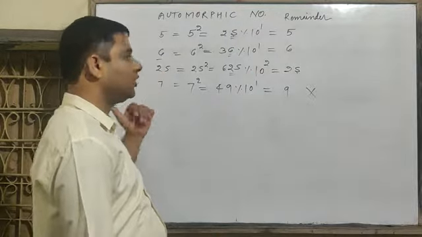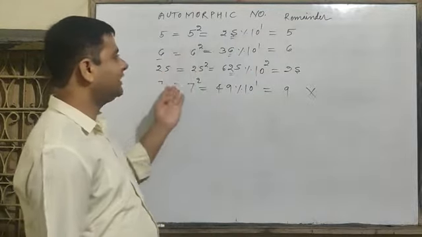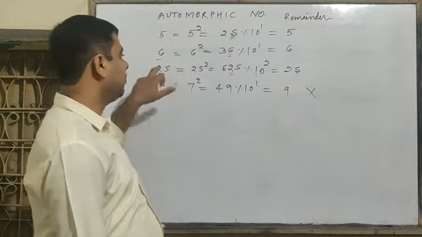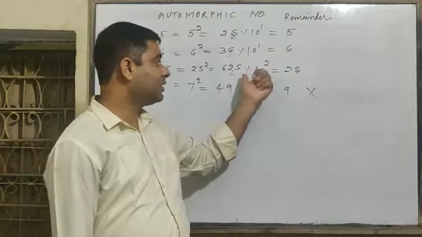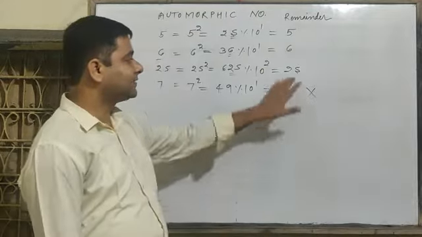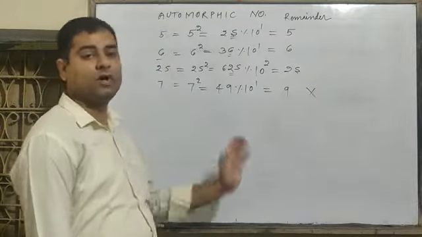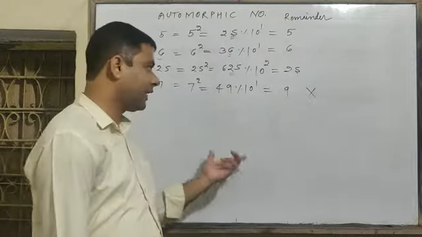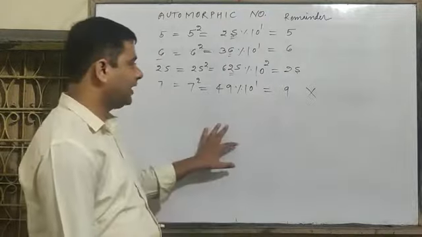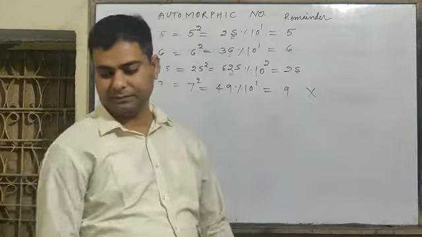How many digits are there in the original number? If the original number has 1 digit, we will calculate modulus with 10 raised to the power 1. If it contains 2 digits, we will calculate modulus with 10 raised to the power 2. Then the resultant value must be compared with the original number. If both are same, the number will be an automorphic number. See the program code. I am going to write down the program code.